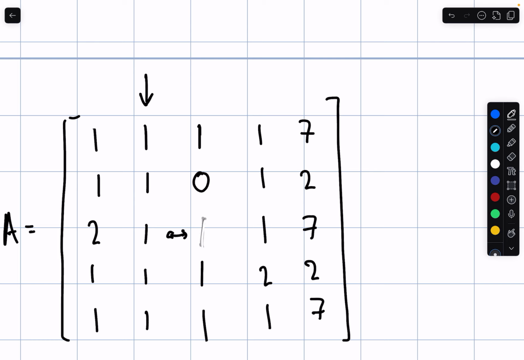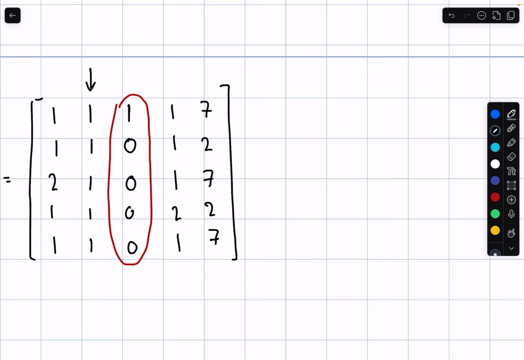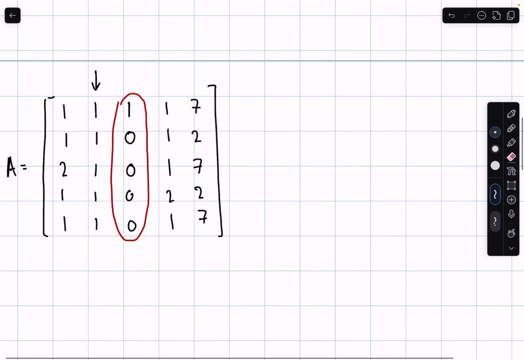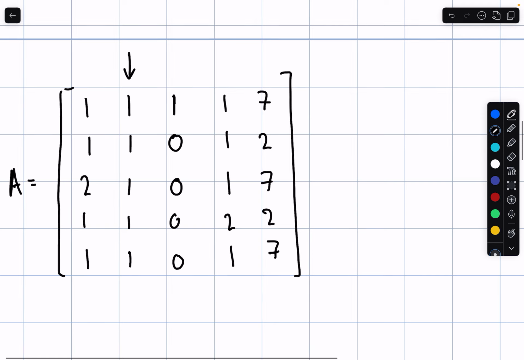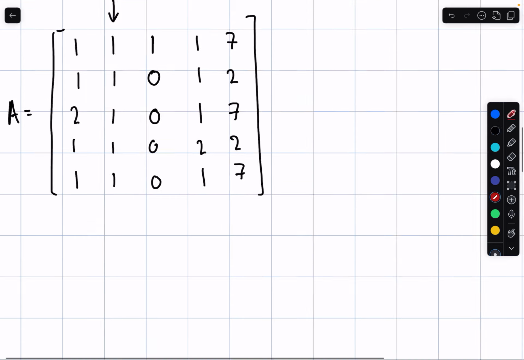1 minus 1 is 0. 1 minus 1 is 0. And this last one's going to give us 0. So just like we talked about before, we now have a giant row of all zeros. So we can do cofactor expansion along this column here. So we're going to go just with our steps like we talked about before. We start with 1 is our value here.